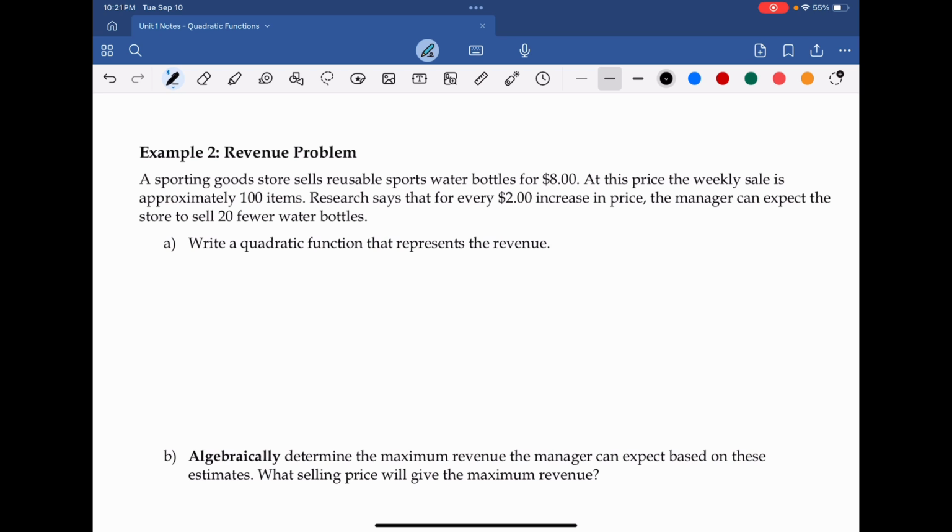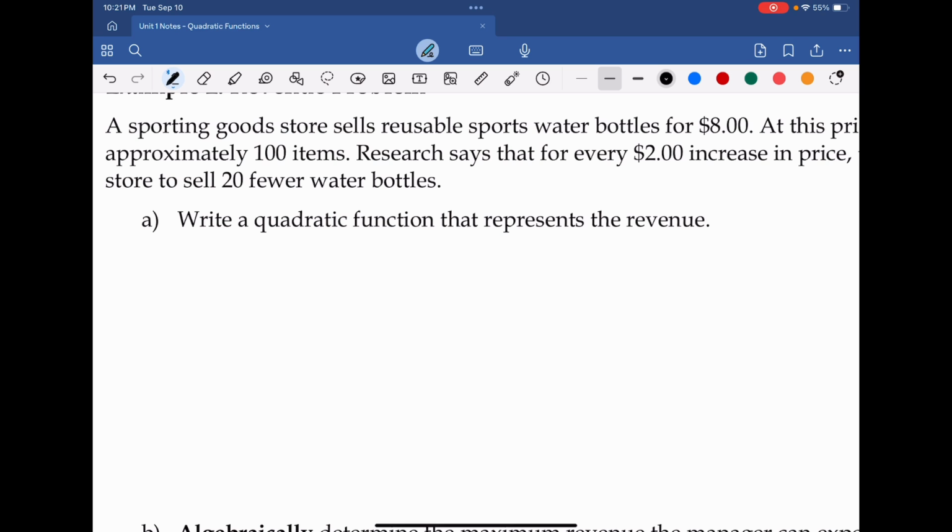A sports goods store is selling reusable sports bottles for $8, and at that price, they sell about 100 of these bottles. Research says that for every $2 increase in the price, the manager can expect to sell 20 fewer bottles. Write the quadratic function that represents the revenue of this. Okay, so for any sort of revenue equation, we're going to say that the revenue is equal to the price times the quantity. So however much we sell it for, multiplied by how many units of that we sell.